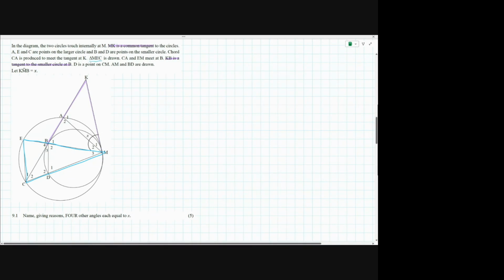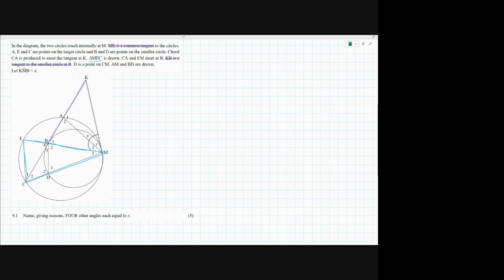CA and EM meet at B. So there's B, CA, and EM intersect at that point, just really making clear for us it's a point of intersection. And as we've already spoken about, we've got D on MC, and we've got the line segment or the chord AM and BD drawn. Okay, so we have some tangents.